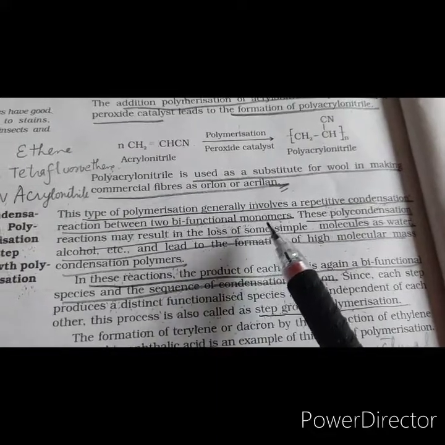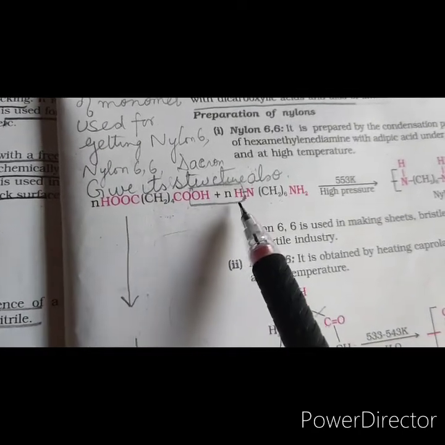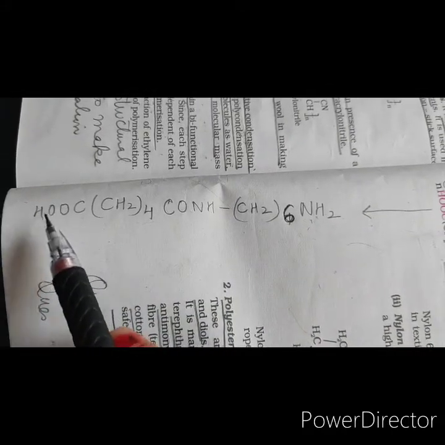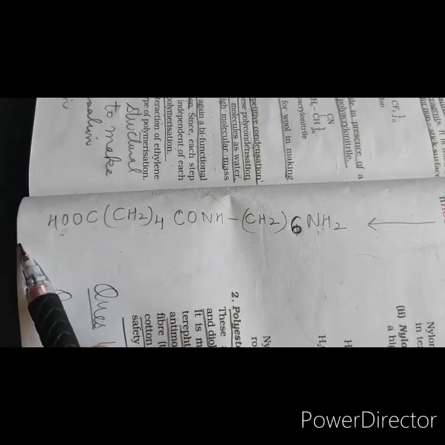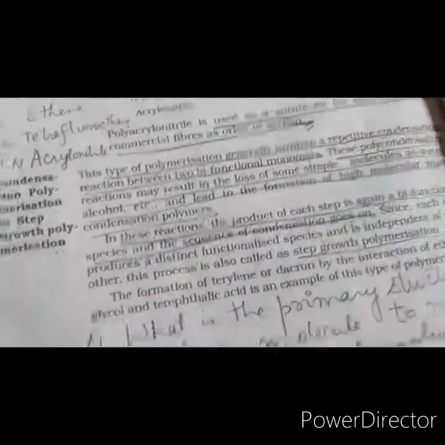Now let me take the example of the bifunctional monomers here. These are hexamethylene diamine and adipic acid. The two join with the elimination of a water molecule. You can see the elimination of the water molecule, and the product they form has an amide linkage. This can also combine with another amino group, and this can combine with another acid group. So the product is again a bifunctionalized species. I hope this is clear to everyone.